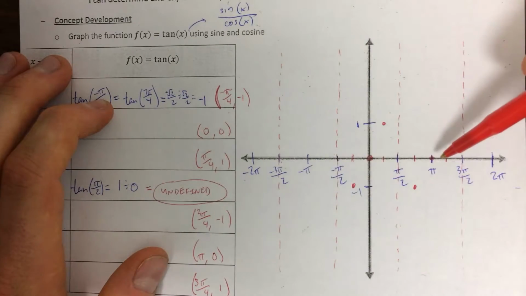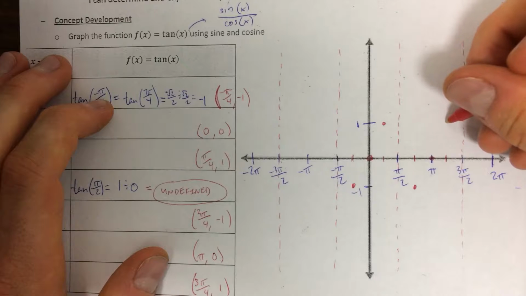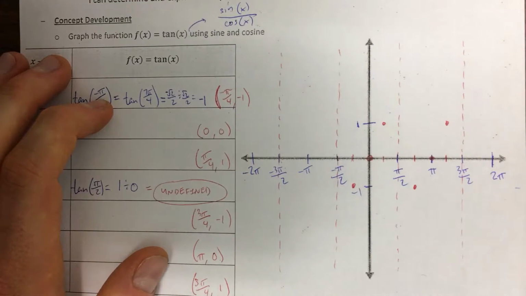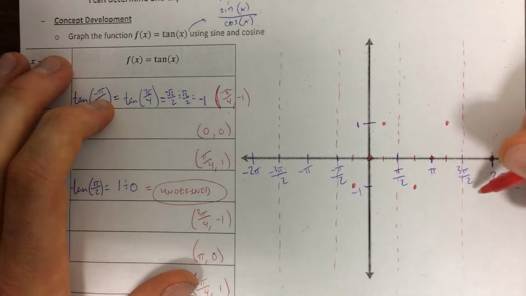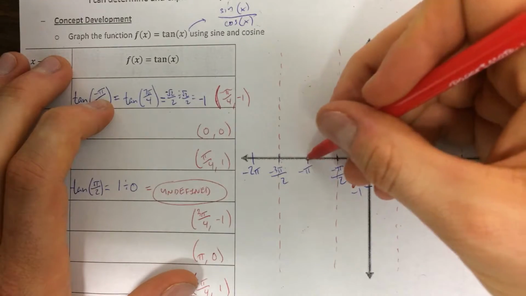Pi, 0. 5 pi over 4 is between pi and 3 pi over 2. And hopefully we kind of see a pattern already.